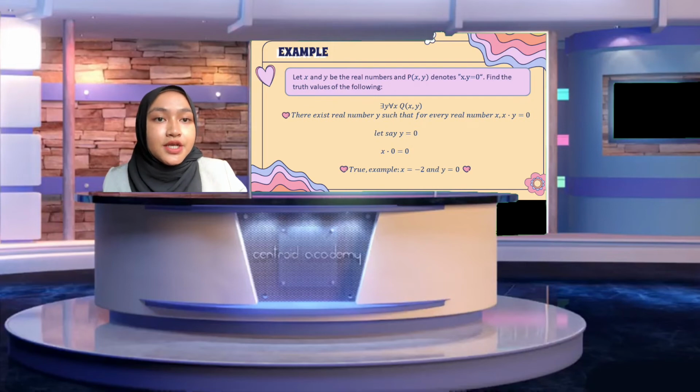Okay, so here we need to prove that there is a real number y to make the statement xy equal to 0. So let's say we put y equal to 0. Every real number x times y equal to 0, because every number times 0 will be equal to 0. So it is true. Because it is true, we need to give an example, which is x equal to negative 2 and y equal to 0.